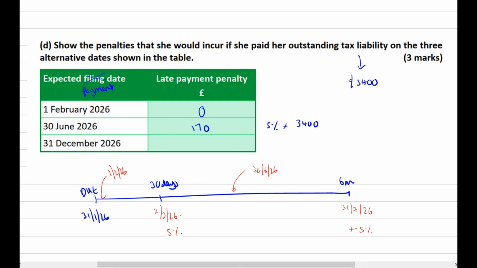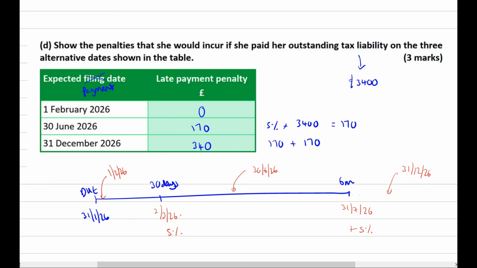The next one is then December 26. That actually falls beyond the 6-month period. So we go over here to December 2026. So we've now got 5% from the first trigger and another 5% from the second trigger. So if we know 5% of 3,400 is 170, we've now got 170 plus another 170. So we've got £340 in penalties altogether for a December late payment.